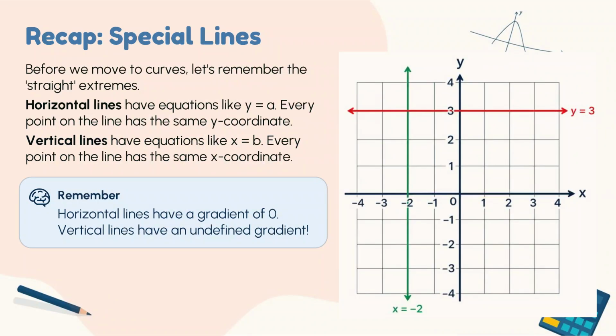Before we move to curves, let's quickly recap special straight lines. Horizontal lines have equations like y equals a. Every point on a horizontal line has the same y coordinate. For example, on the line y equals 3, every point has a y coordinate of 3. Vertical lines have equations like x equals b. Every point on a vertical line has the same x coordinate. For example, on the line x equals -2, every point has an x coordinate of -2. Horizontal lines have a gradient of 0, while vertical lines have an undefined gradient.